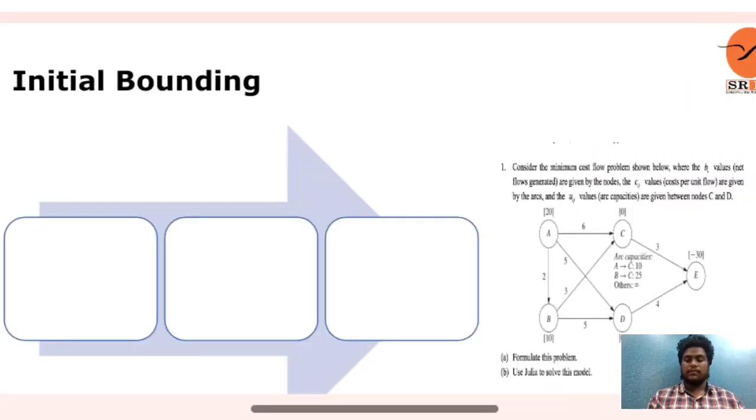Initial bounding. Consider the minimum cost flow problem shown below, where the b values are flow generated or given by the node, the c values are cost per unit flow given by the arcs, and the u values are capacities given between nodes. Formulate this problem as a model. Use a solver to solve this model.